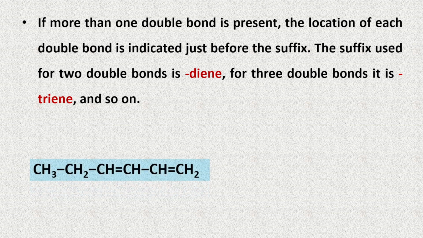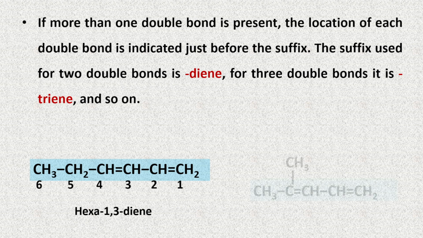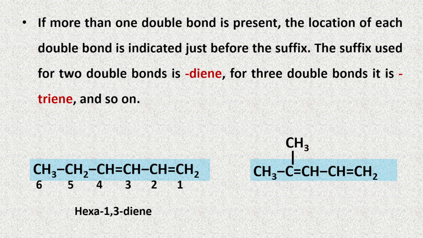There are 6 carbons in the parent chain and the double bonds are at position numbers 1 and 3. So its IUPAC nomenclature is hexa-1,3-diene, not hex-1,3-diene. There are 5 carbons in the parent chain and the double bonds are present at position numbers 1 and 3. There is one methyl substituent at position number 4. So its name is 4-methyl-penta-1,3-diene.